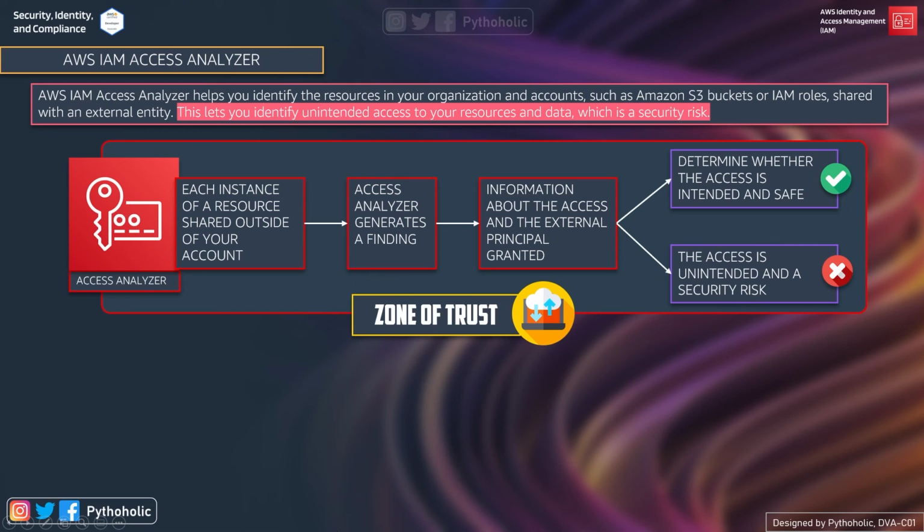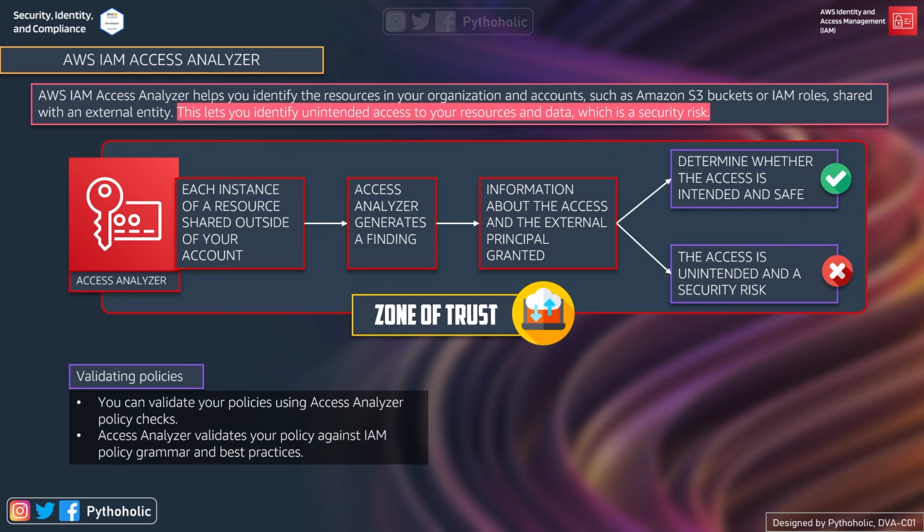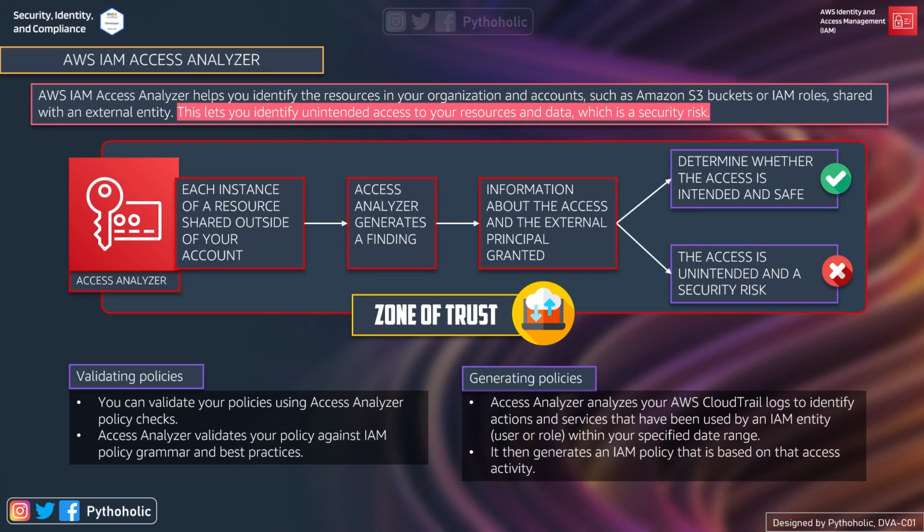And Access Analyzer can help you with these two things. First is validating policies. Here you can validate your policies using AWS Access Analyzer policy check, and Access Analyzer validates your policy against IAM policy grammar and the best practices. Second is generating policies. Here AWS IAM Access Analyzer analyzes your AWS CloudTrail logs. Understand this. It analyzes your CloudTrail logs to identify actions and services that have been used by an IAM entity. That could be a user or a role within your specified date range. It then generates an IAM policy that is based on that access activity.